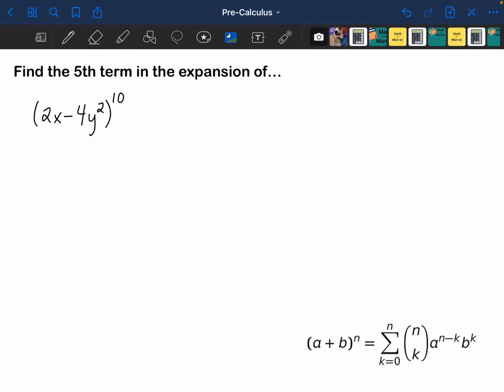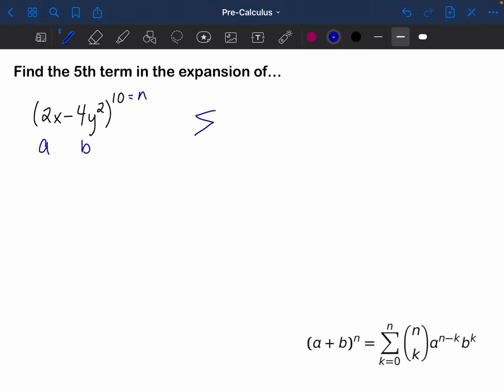So we can do that by using the binomial theorem and finding one singular term. Using this formula, this is going to be our A. Negative 4y squared is our B, taking the negative with it because there's a positive in the formula. And then n is 10. So when we go to plug this into the summation, I don't actually want the sum because I just want one term. So I want where n is 10, and I want the fifth term in the expansion.